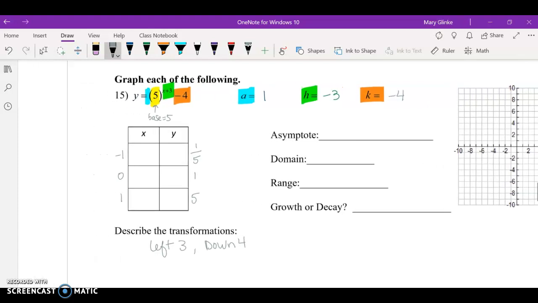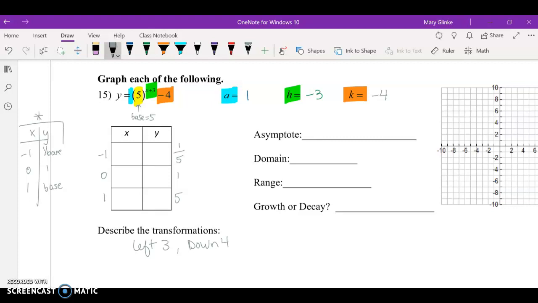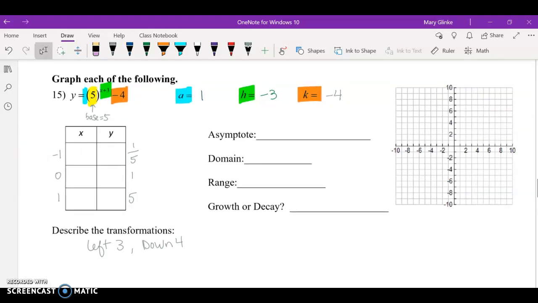Okay, so off to the side, I'll show you the X and the Y values one more time. X is -1, 0, and 1. Y is 1 over your base, 1, and your base. This is how you get to your exponential graphs, but we're going to have to move them all around. So for this example, our base is 5, so you can see my Y values are 1/5, 1, and 5. Then we're going to do our transformations.